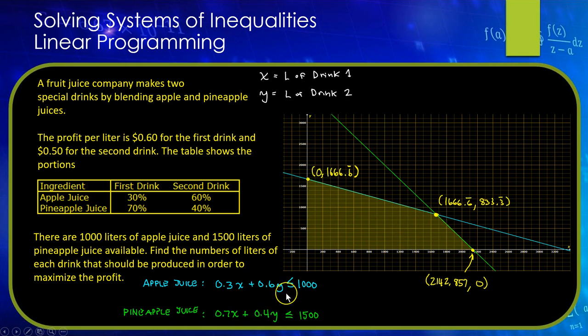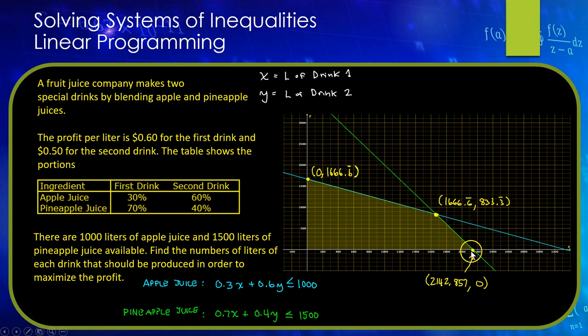Now, through calculations and solving systems of equations, I would be able to determine that basically this point here is 0, 1,666.6 repeating, which is basically 2/3. So basically, that's saying here, if I make no drink 1 and 1,666 and 2/3 liters of drink 2, that's what I'm going to have here.